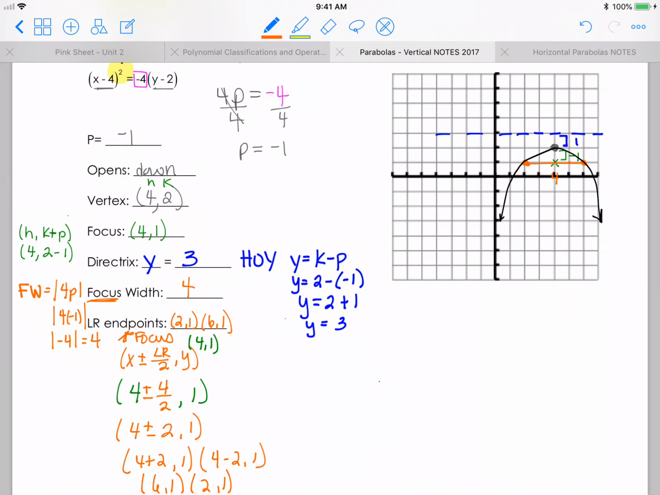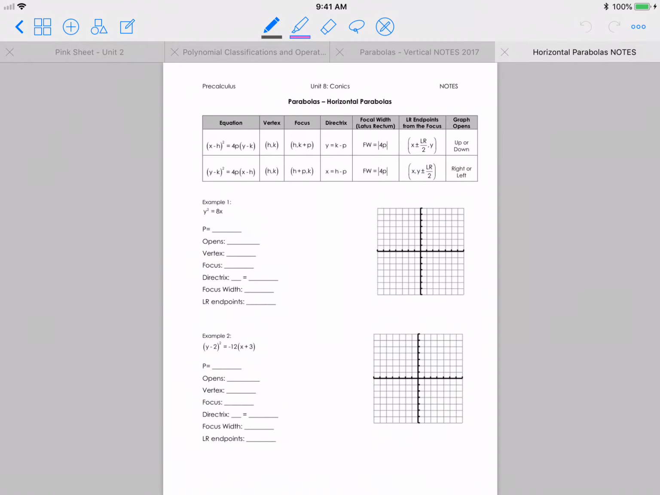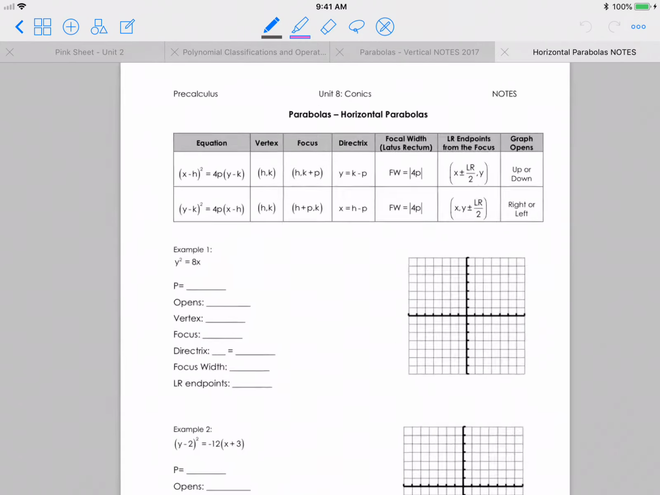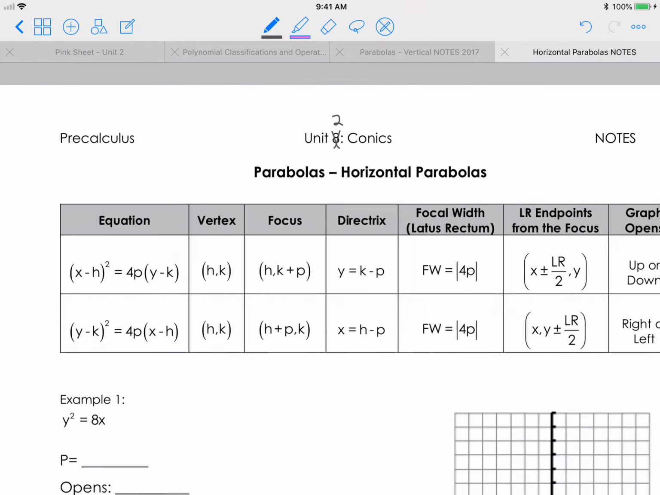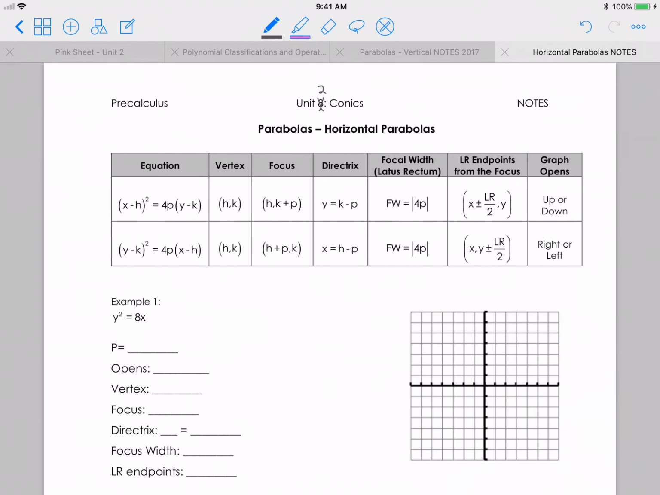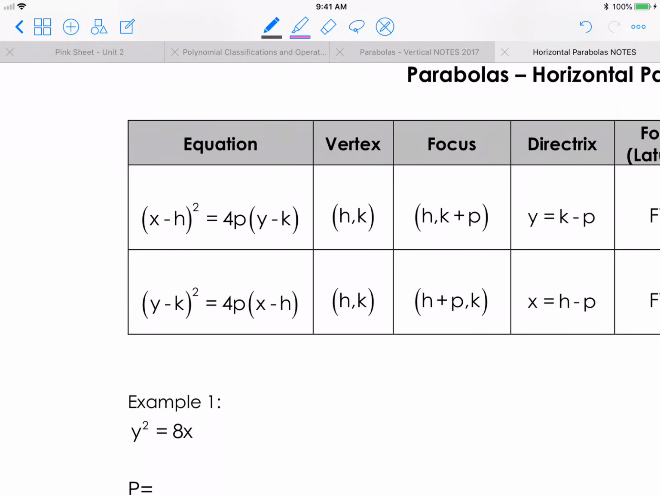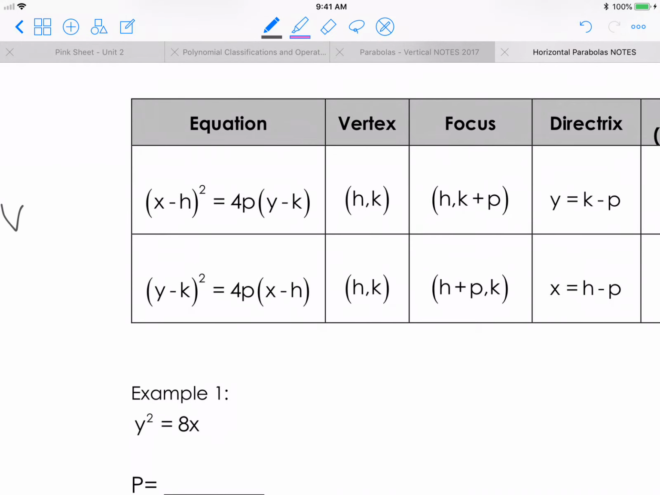But now let's go ahead and get your notes out for today. We're going to look at parabolas. This is unit 2, not 8. See that right there? That's a misprint. So here's your chart again. We should already have this written on our note cards. Remember, if x is squared, this is vertical. If y is squared, it's horizontal.